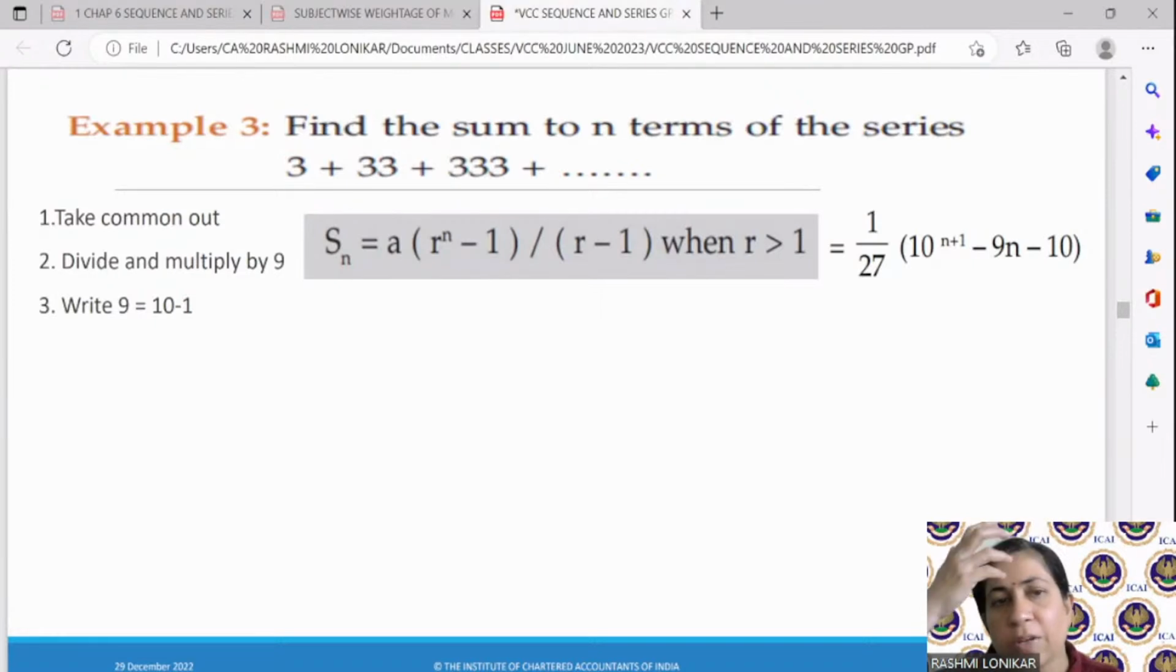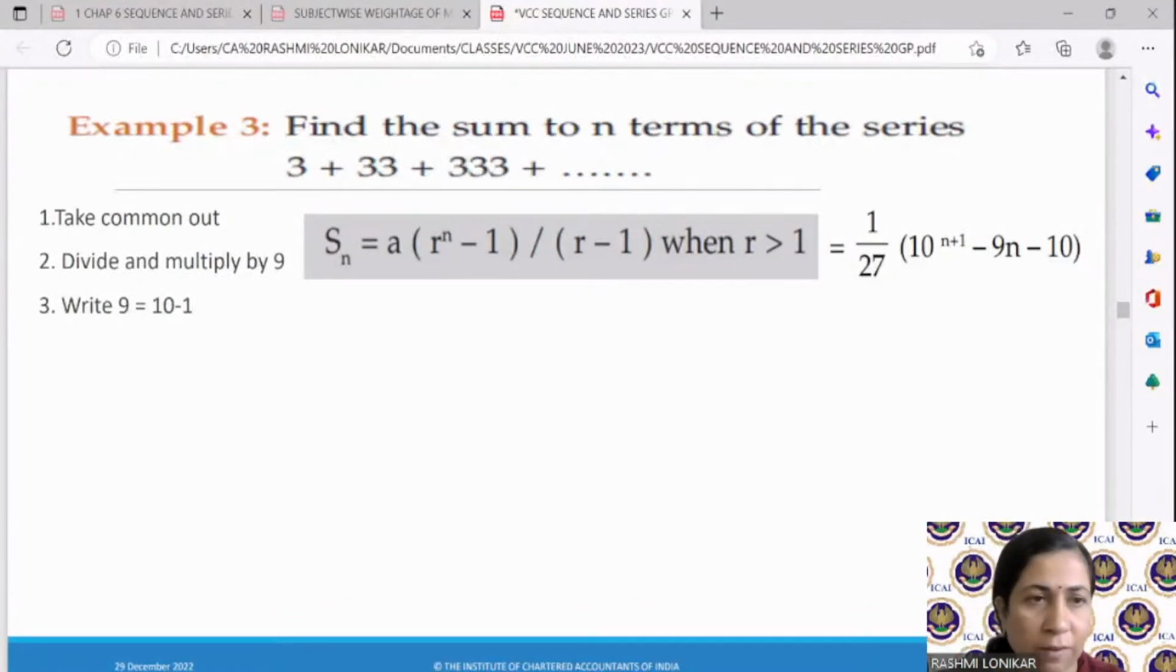Now when you have such type of things, the first step is to take out the common number. In this case, 3 plus 33 plus 333, you can see that the number 3 is common. So you take it outside and then put everything else inside the bracket. That is the first step. Then the second step is divide by 9 and multiply by 9. Any number, if you multiply and divide by the same number, the number remains unchanged.